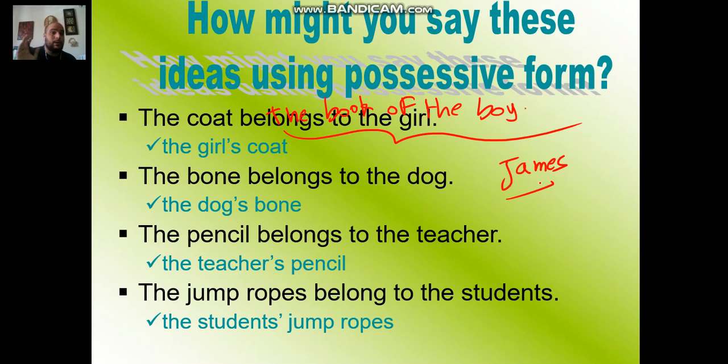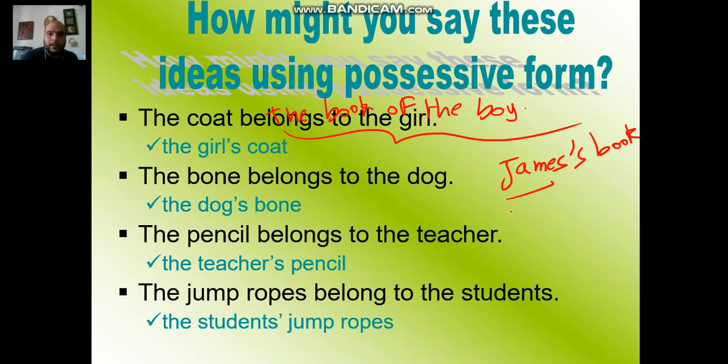James is a noun, okay? It ends in S. It's singular, it's not plural. You add another S. So James's book. That's the only case where you add another s while having already an s. Okay? If the noun ends in s and it's singular, you add another s.